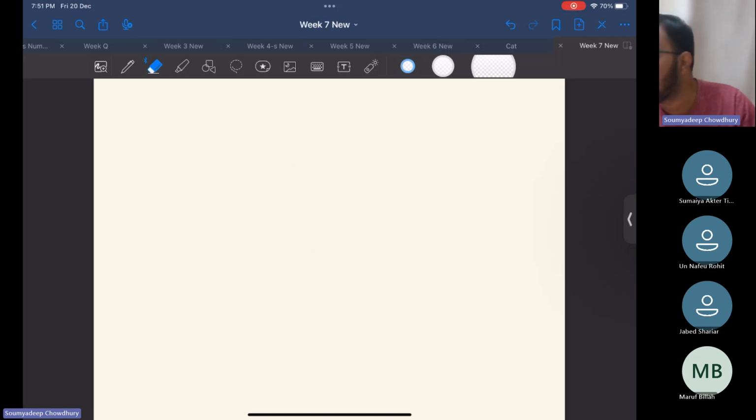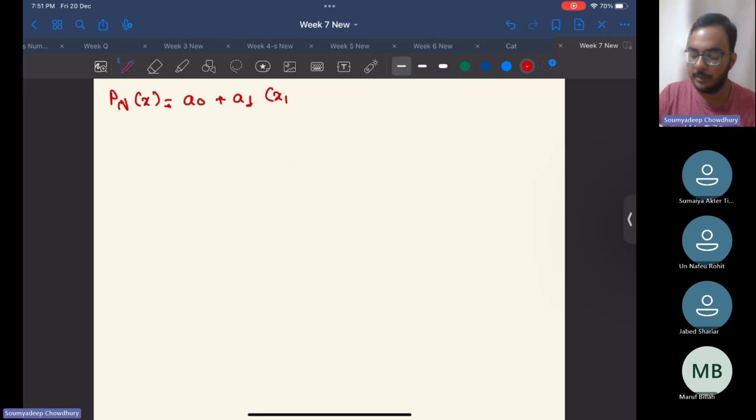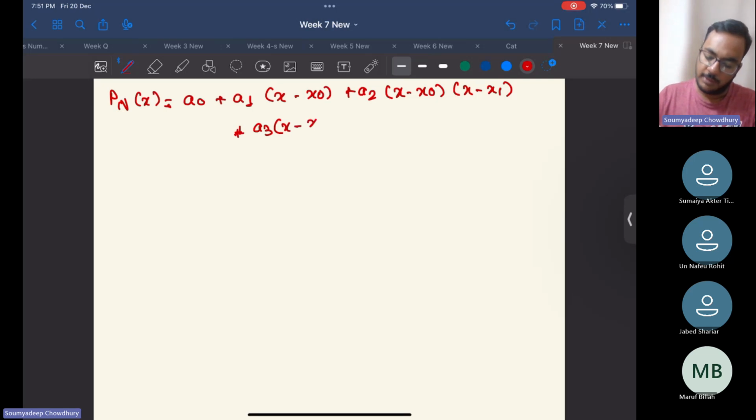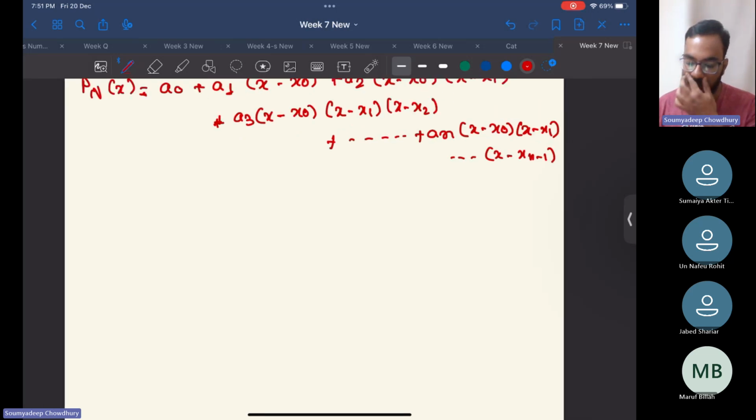It was basically Pn of x is a naught plus a1 into x minus x naught, plus a2 into x minus x naught into x minus x1, plus a3 into x minus x naught, x minus x1, x minus x2, and so on up to the nth term, an into x minus x naught, x minus x1, dot dot dot, x minus xn minus 1. So we have n plus 1 data points, and to them we have fitted an nth degree polynomial.